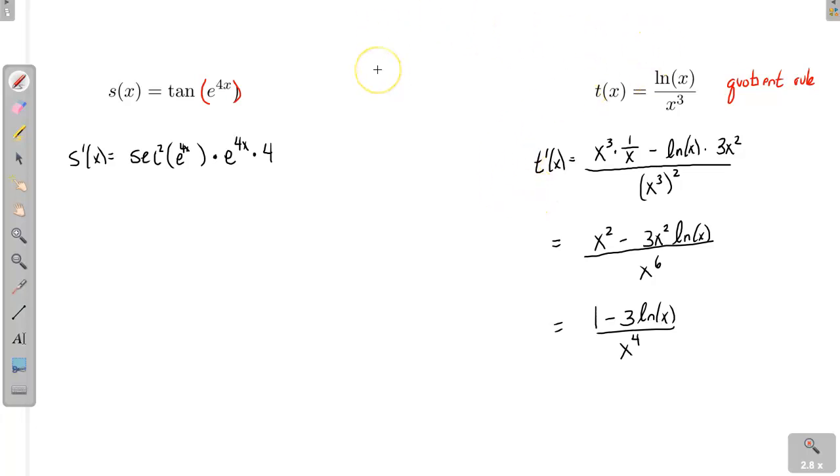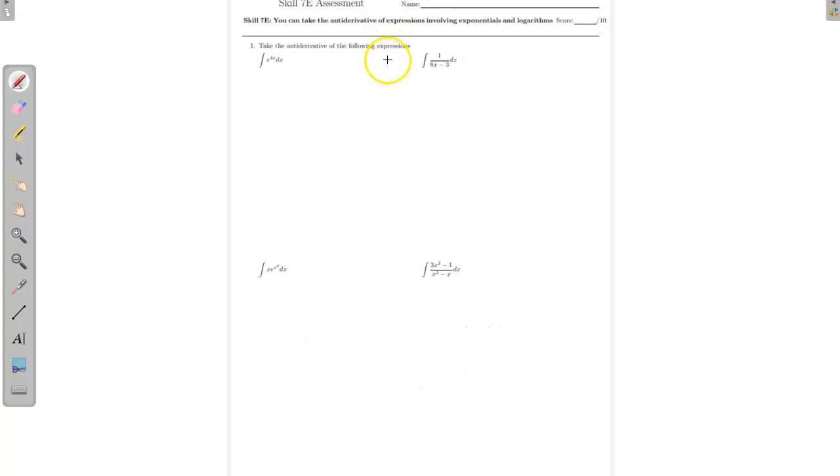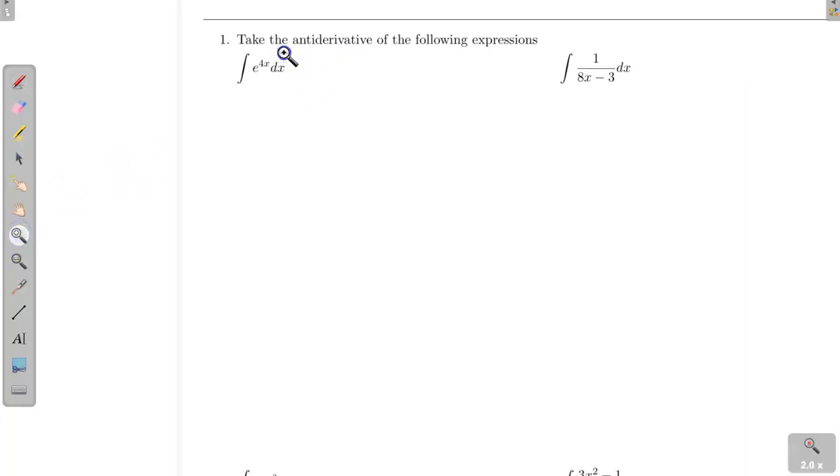All right, so this is just taking our derivatives of these, our final two function types, exponentials and logs. Our logs give you 1 over whatever is on the inside. Exponentials give you back the same thing. All right, this skill is the same thing, but in reverse. So now we're doing our antiderivatives, and there are fewer of these just because they take a little bit longer.